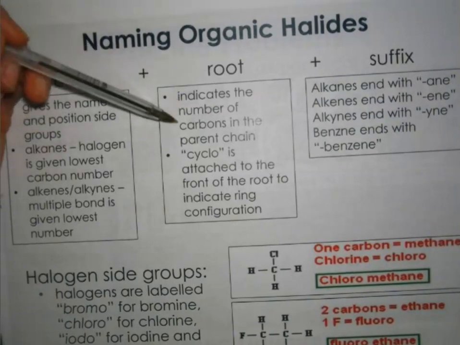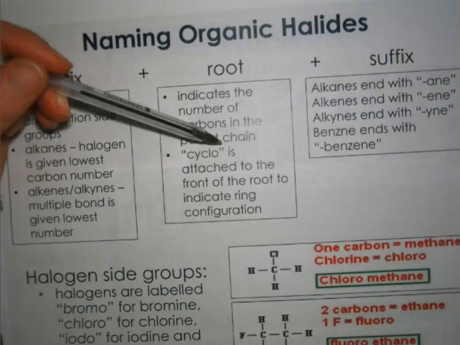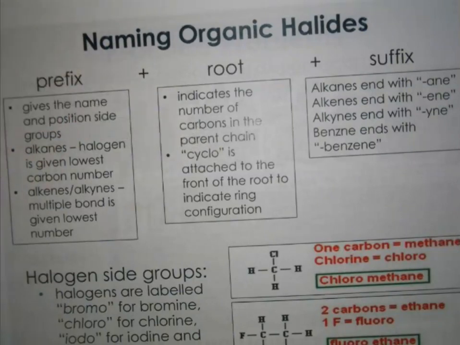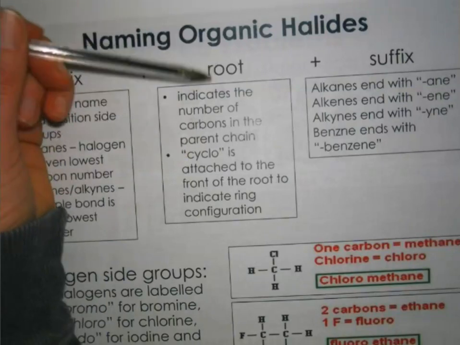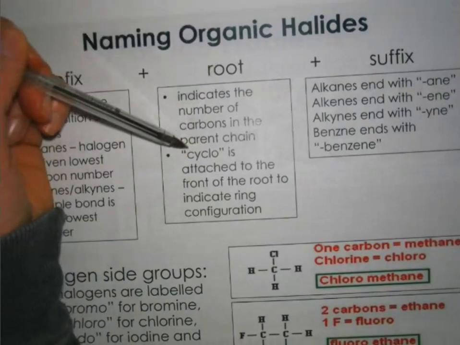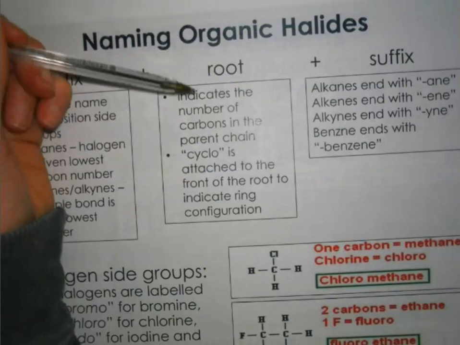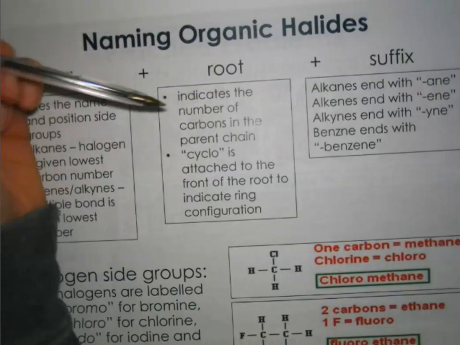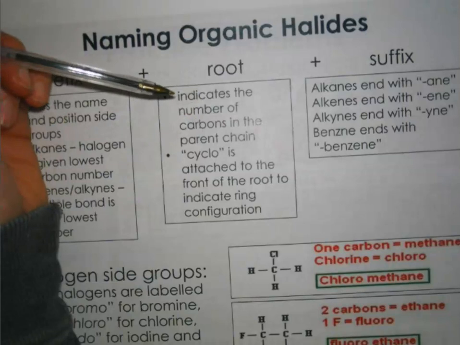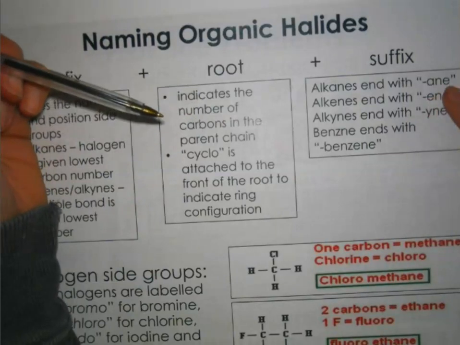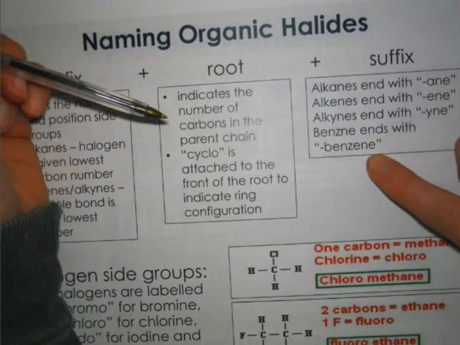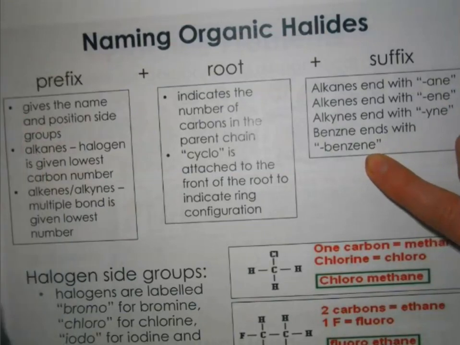The root, as always, indicates the number of carbons. We can have a cyclo group on here for an organic halide. So just remember, you'd put the cyclo ahead of the root that indicates the number of carbons in the parent chain, if that's present. And then, just like before, you're going to end it with either ANE, ENE, or YNE for the alkanes, alkenes, and alkynes, or if you have benzene, it ends with benzene.